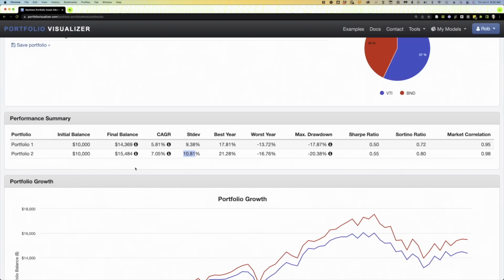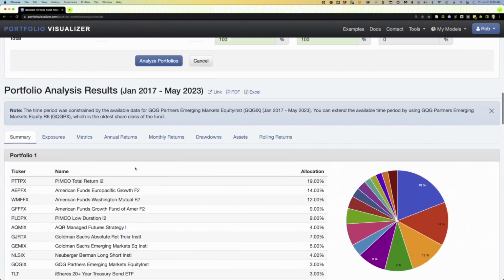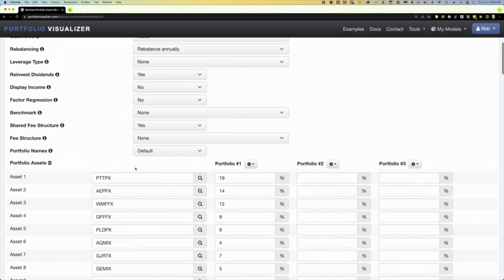But questions for the advisor would be, why am I in 18 funds when a simple 2-fund index fund portfolio beat out the returns significantly? And by the way, we have yet to account for the fees the advisor is charging. We can actually add those in.